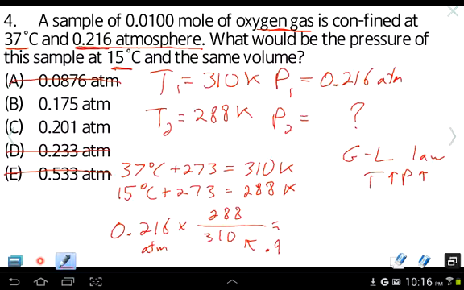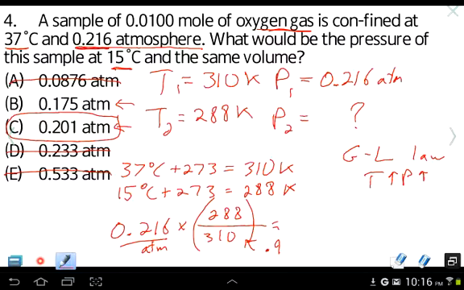Actually, even less than half, more of a decrease than half. So that's out. And it's between 0.175 and 0.201. And here I would just do a guess. And the guess is that it's going to be 0.201, because according to this ratio it doesn't look like it affects it by too much. It affects it by a little bit. So the 0.216 just goes down to 0.201.